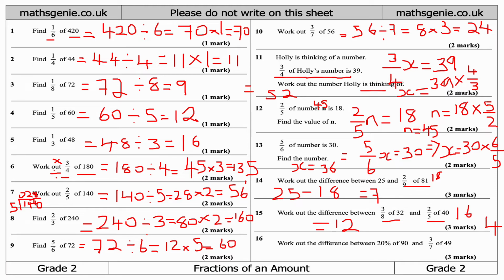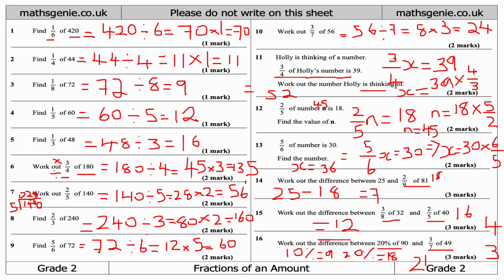Question number 16. Work out the difference between 20% of 90 and 3/7 of 49. So 3/7 of 49, guys. 49 divided by 7 is 7, times by 3 is 21. This one is looking at percentage of amounts. To work out 20%, I've got to work out 10% of 90. So 10% of 90 means dividing it by 10, which is 9. Therefore, 20% will be equal to double 9, which is equal to 18. 21 take away 18, to work out the difference, is equal to 3.